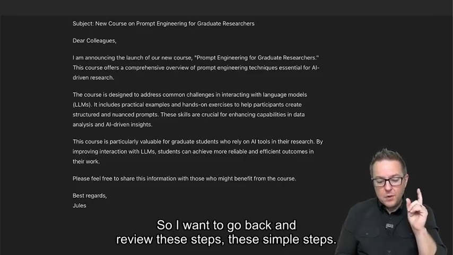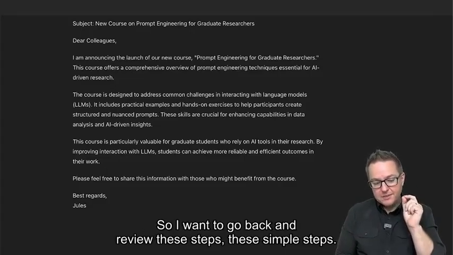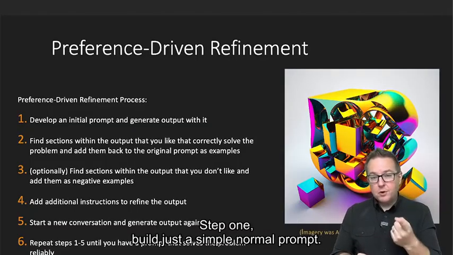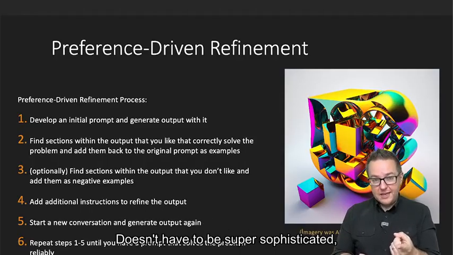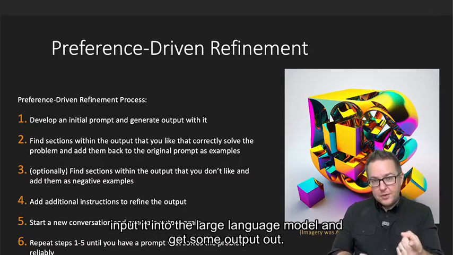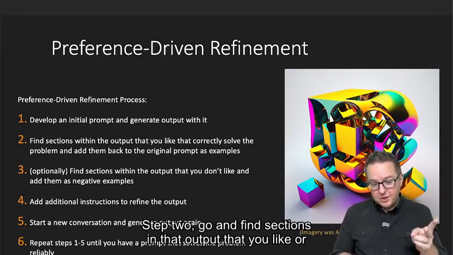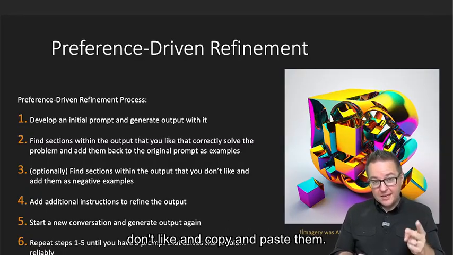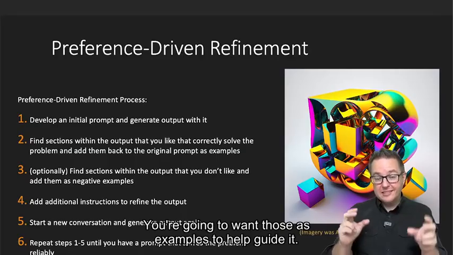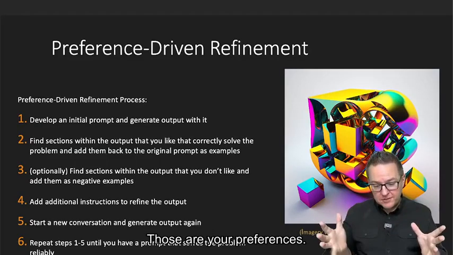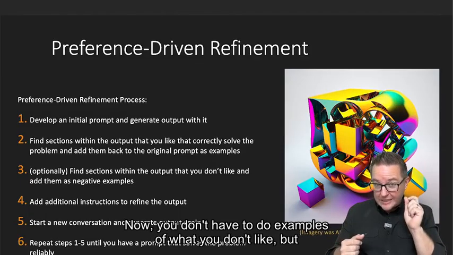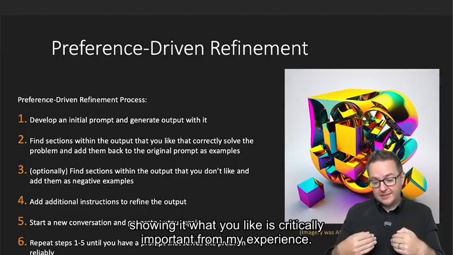So I want to go back and review these simple steps. Step 1, build just a simple, normal prompt. It doesn't have to be super sophisticated. Input it into the large language model and get some output out. Step 2, find sections in that output that you like or don't like and copy and paste them. You're going to want those as examples to help guide it. Those are your preferences. Now, you don't have to include examples of what you don't like, but showing it what you like is critically important from my experience.